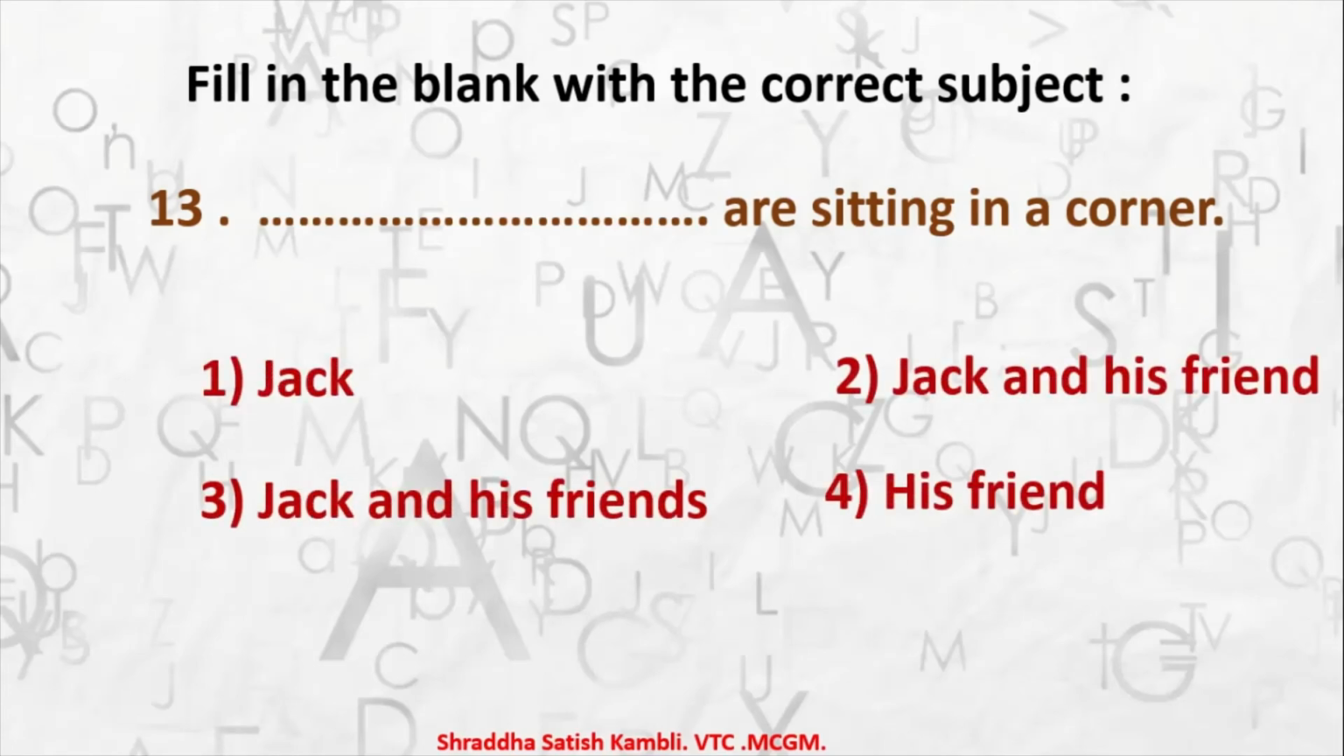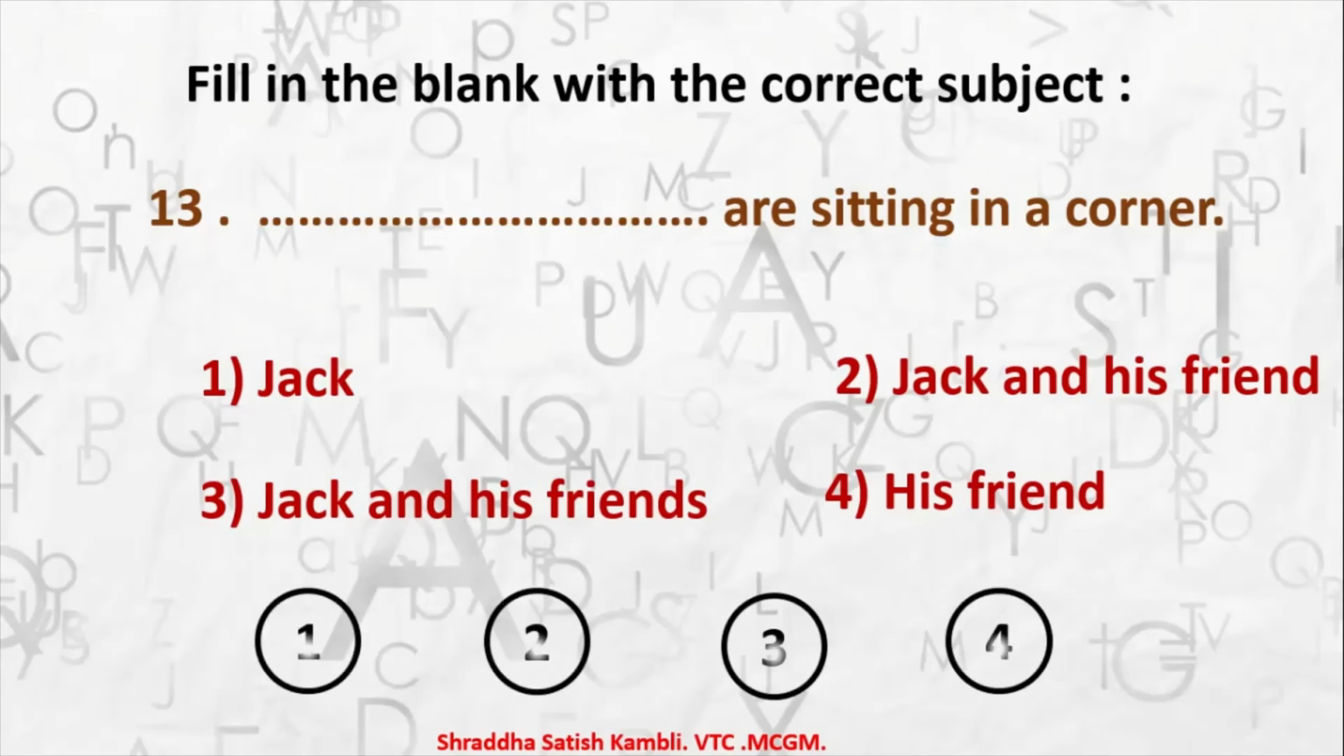Jack and his friends are sitting in a corner. So which one could be the right one? It is the third one. Jack and his friends are sitting in a corner.